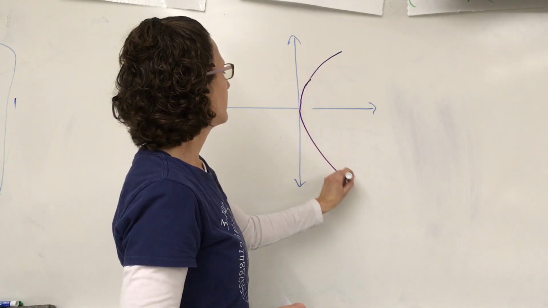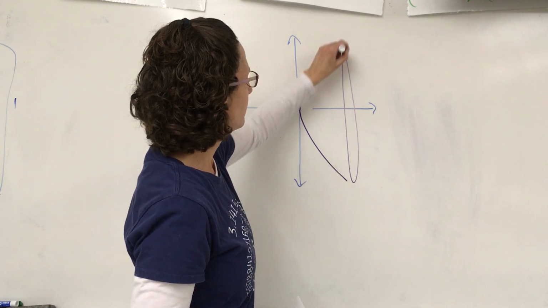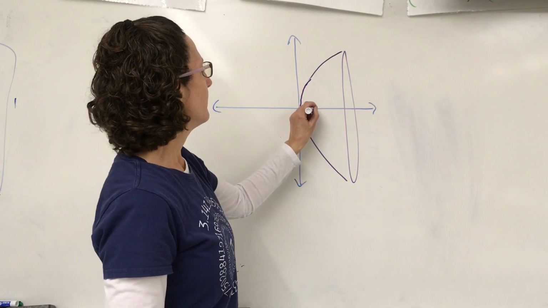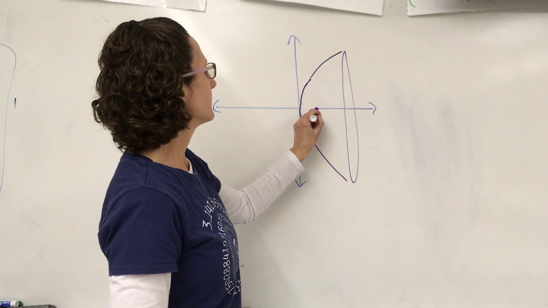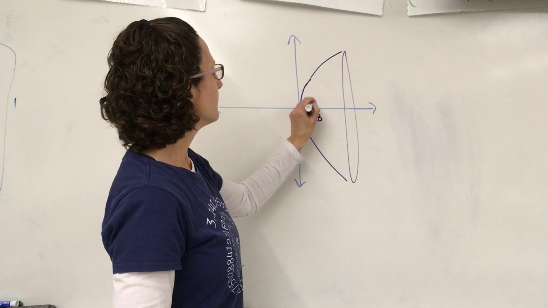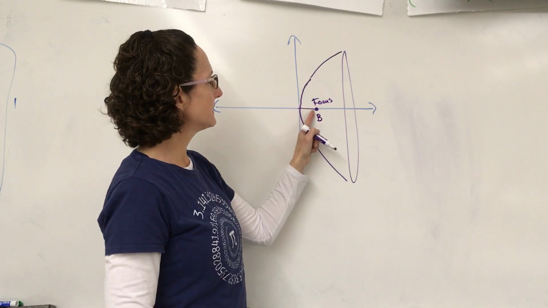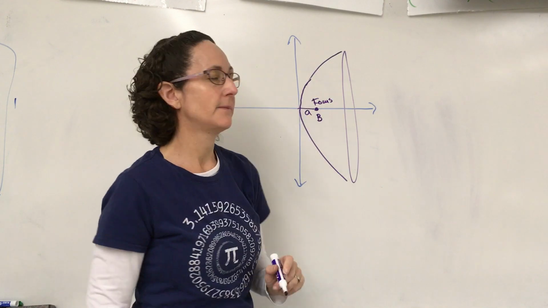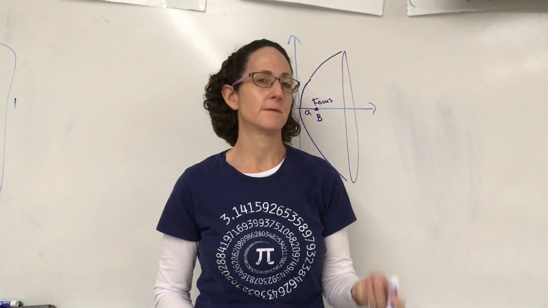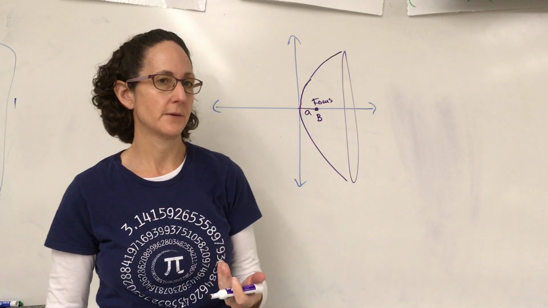And have my flashlight opening to the right. I'm going to do this to make it look three-dimensional, and my bulb is right here. This is my bulb, okay? It's also at the focus, which means that this is the letter A, because remember, by definition, A is the distance from the vertex to the focus, okay?